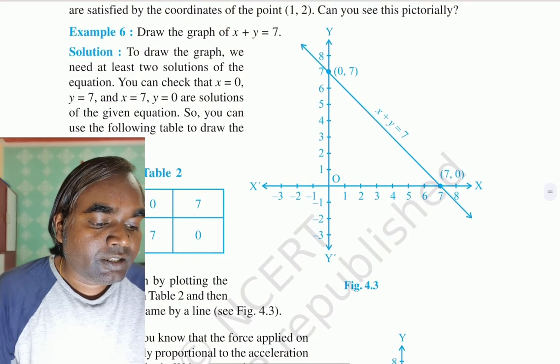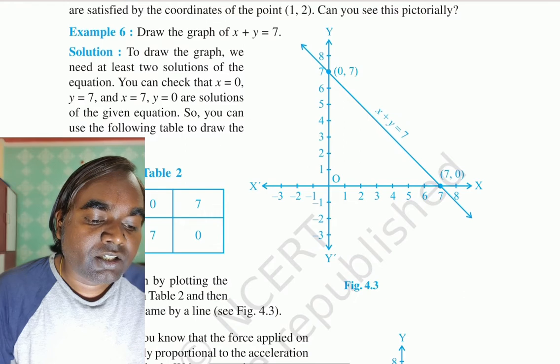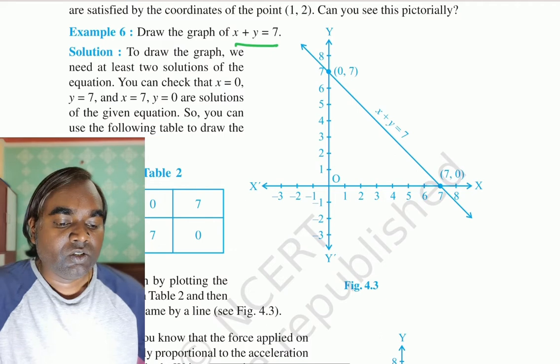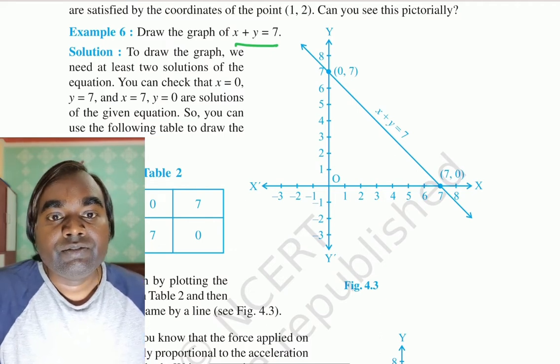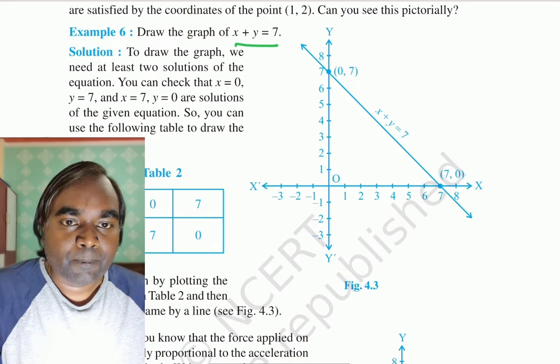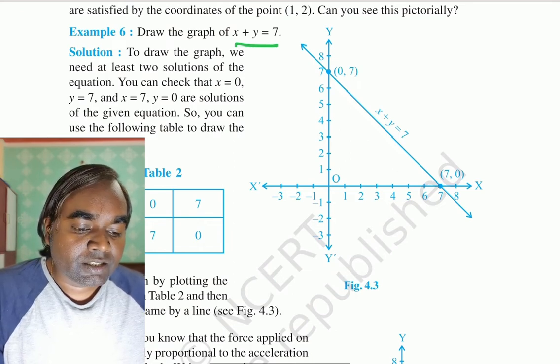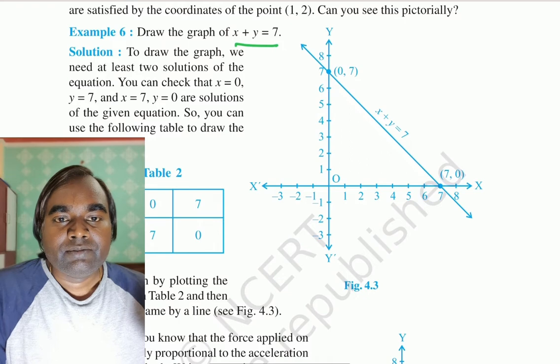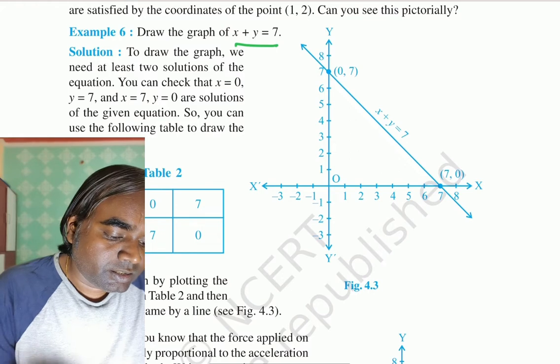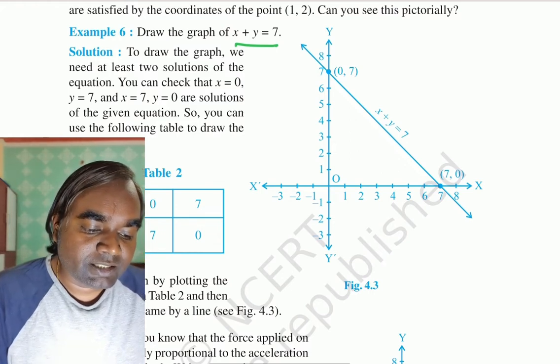Now example number 6. Draw the graph of the equation x plus y is equal to 7. So you have to find the solutions for this equation to draw the graph for this corresponding linear equation. How will you find the solutions? Firstly, there is a simple way. First substitute x is equal to 0, you will get the value for y, and substitute y is equal to 0, you will get the corresponding x value. So the two solutions are 0, 7 and 7, 0.